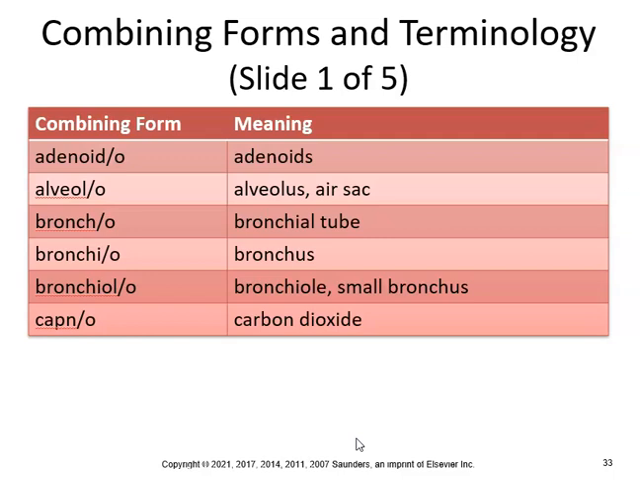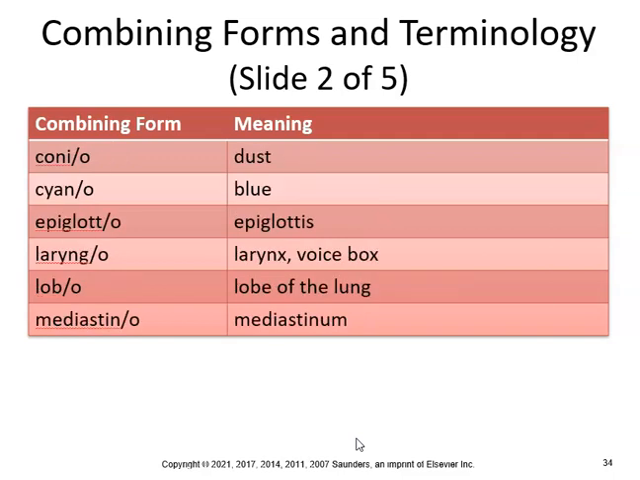Capno is carbon dioxide. So hypercapnia, which is dangerous, which would be excessive carbon dioxide in the blood. So again, you're just learning the words, combining words, learning the prefixes and the suffixes, and basically that's medical terminology, and you guys are doing a fantastic job so far.